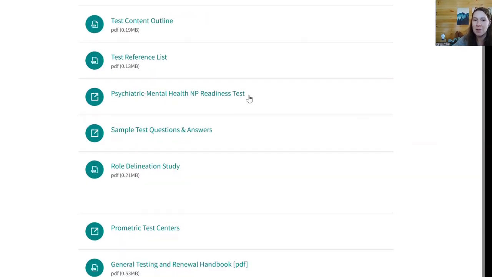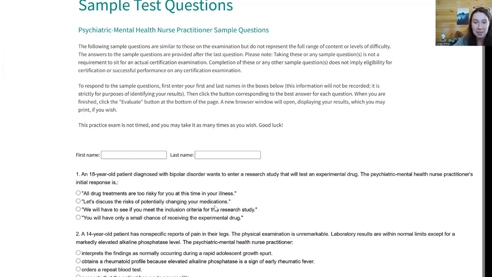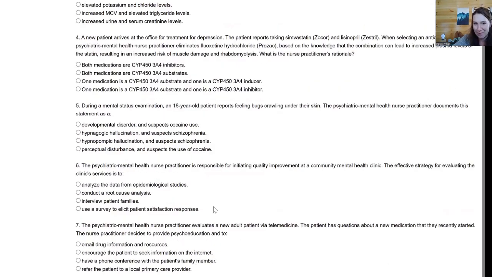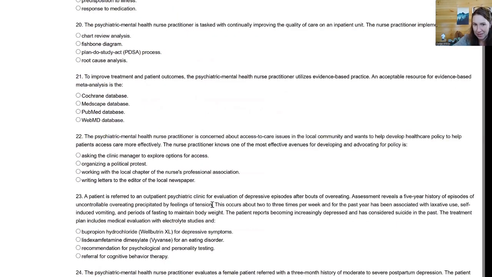The readiness test, I'm going to let you guys get into that on your own. I don't want to go through all the questions with you. The sample test questions and answers. This is the readiness. This is the 25 questions. I mixed it up. I'm sorry. So these are the 25 questions. So these are the ones I'm saying to memorize because there's usually one on your exam.